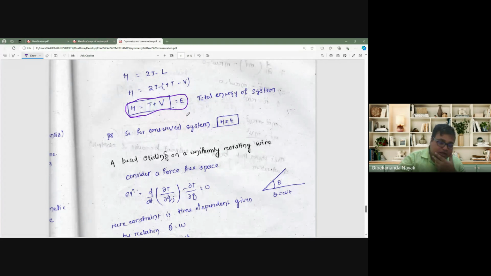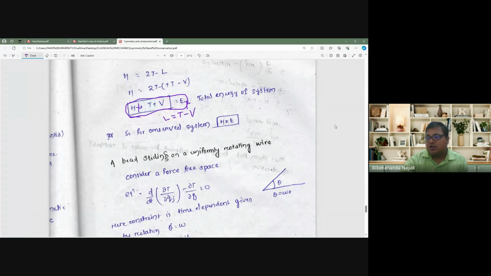We use this condition in most of our cases, for conservative systems and also in quantum mechanics. You take H psi is equal to E psi, that is the Schrodinger equation. For a conservative system, the Hamiltonian is equal to the total energy, T plus V, and the Lagrangian is equal to T minus V. That is the basic difference.